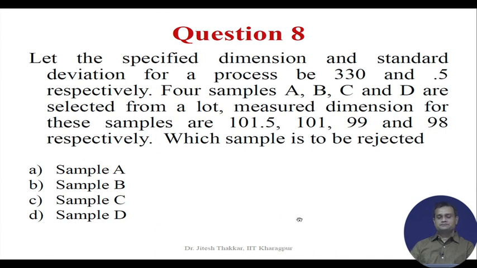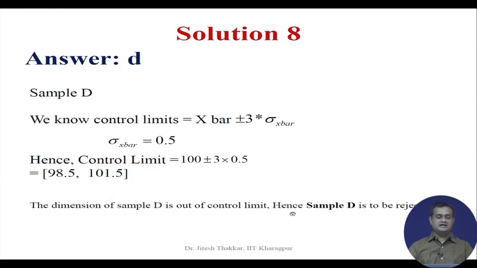Question 8. Let the specified dimension and standard deviation for a process be 330 and 0.5 respectively. 4 samples A, B, C and D are selected from a lot. Measured dimension for these samples are 101.5, 101, 99, 98 respectively. Which sample is to be rejected? Whether you will reject sample A, B, C or D. So, the correct answer is D, that sample D should be rejected.